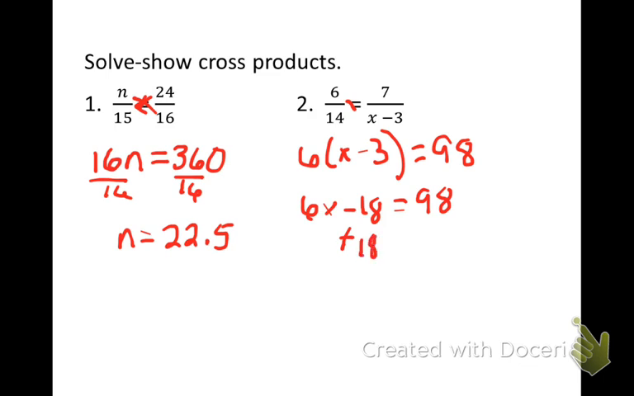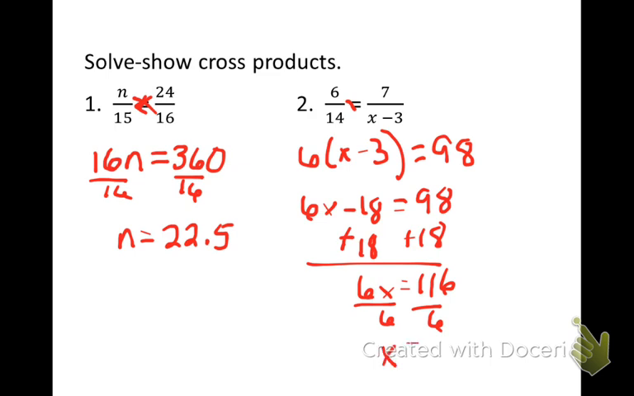So we're going to add 18 to each side. 6x equals 116, and then divide by 6. And if you want to use your calculator to do that division, you can. You'll get 19 and 1/3 if you don't use a calculator. If you use a calculator, you're going to get 19.3 repeating. Or if you reduce it, it would be 58/3 is another way to look at it.